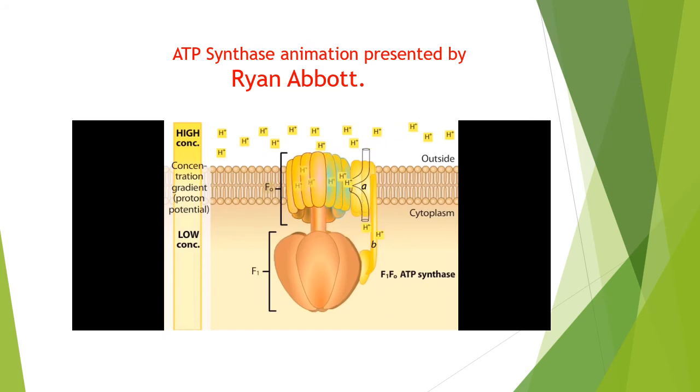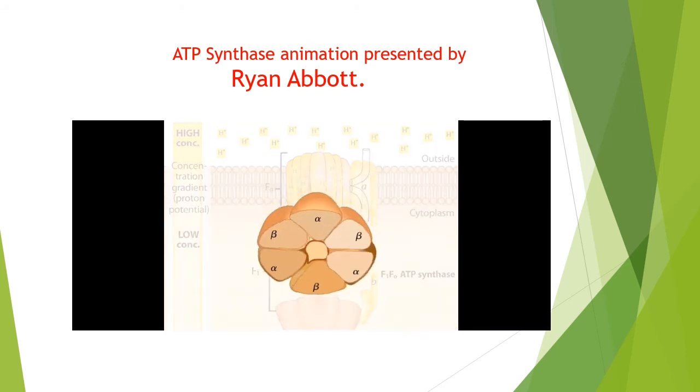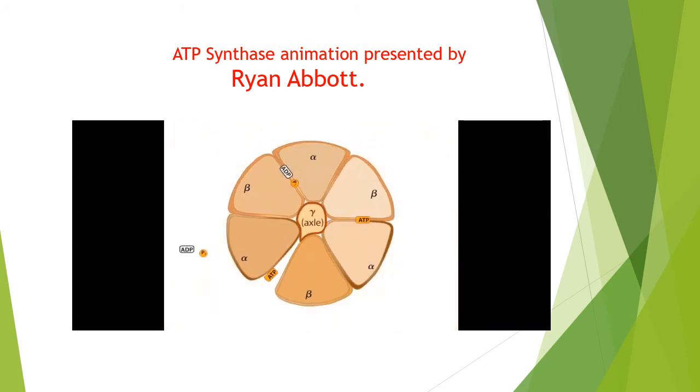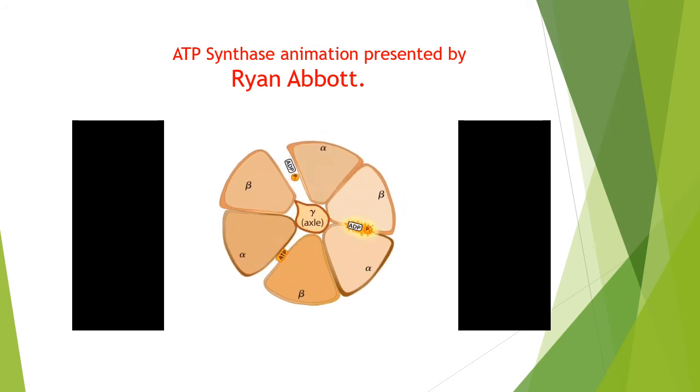Note that as FO rotates, the axle also rotates, but F1 does not. F1 is held in place by its connection to the membrane through the A and B subunits. However, the axle turning inside F1 causes F1 to change conformation, catalyzing the formation of ATP from ADP and inorganic phosphate. An ATP molecule is produced for every three protons that cross the membrane through the ATP synthase channel.